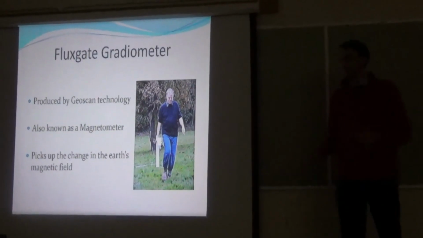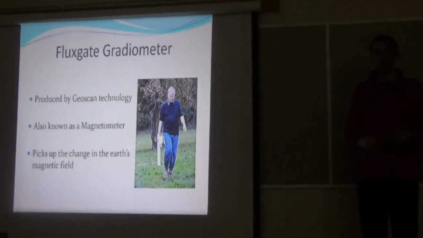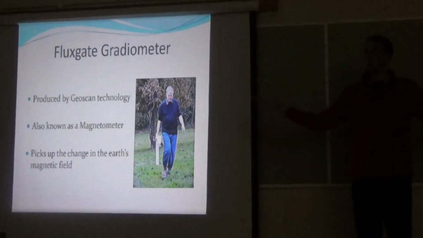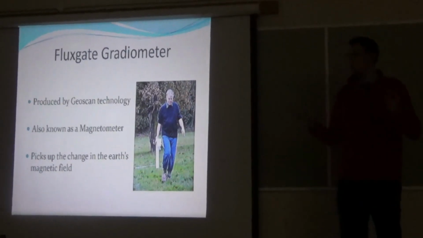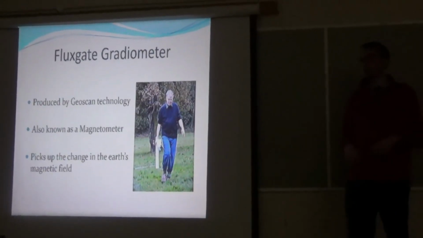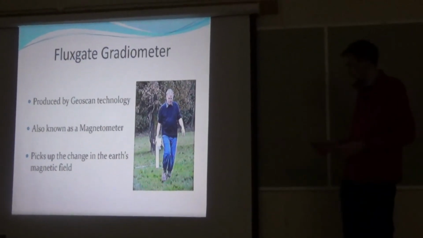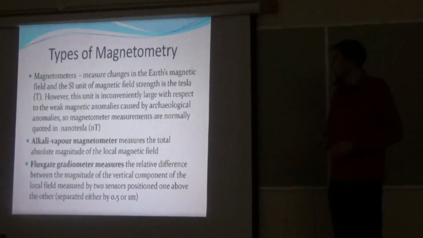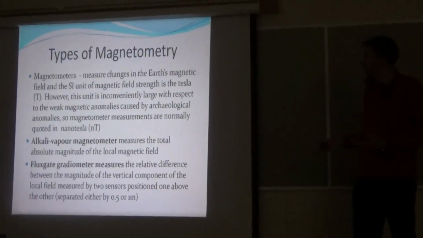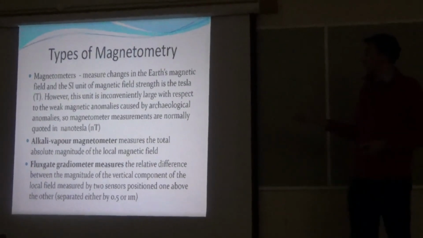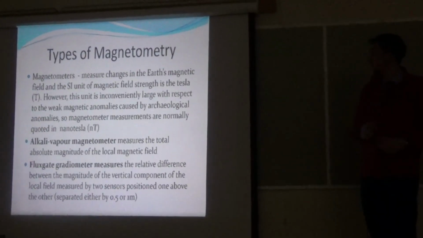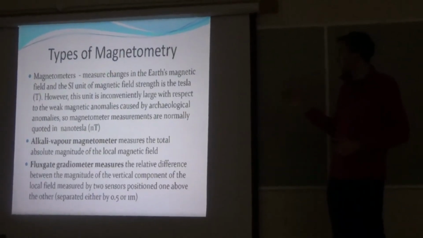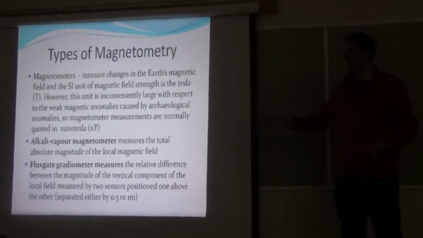It picks up the change in the local Earth's magnetic field. So you have a worldwide magnetic field which is being produced out of the poles, but we don't want to look at that. We want to look at what's very local, and it changes because of the underlying archaeology and the geology. There are different types of magnetometers you can get. Magnetometers in general measure the change in the Earth's magnetic field, measured in SI units, and it's a measurement of Tesla.